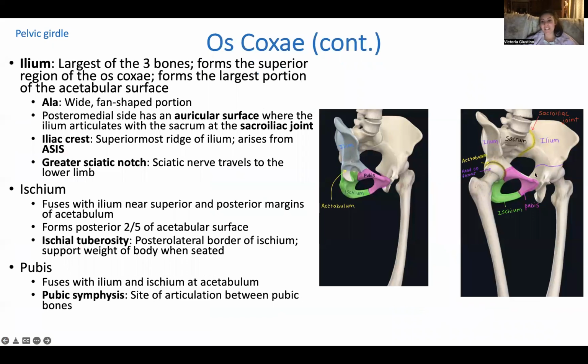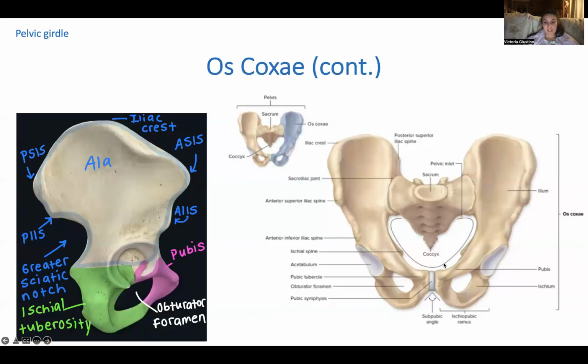And then finally, we get to our pubis. So the pubis is the most anterior portion. As you can see, it does comprise part of the acetabulum, but the smallest part of it there. But what's notable about the pubis is that the two pubices, or each pubis of each os coxae, articulates anteriorly. There's a pad of fibrocartilage here, and so you know it's an amphiarthrosis. So it's going to allow a little bit of movement.